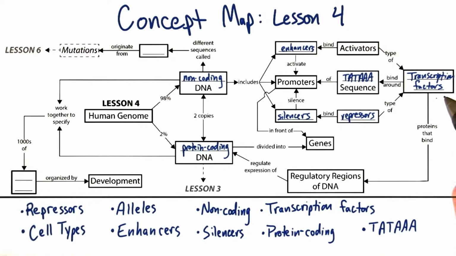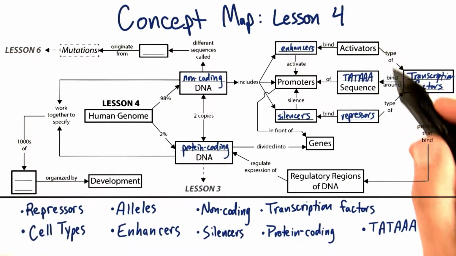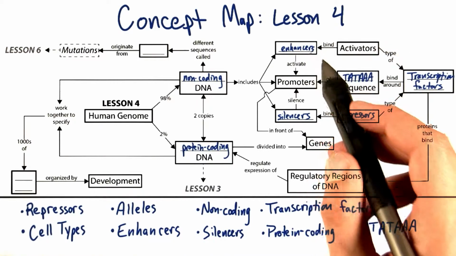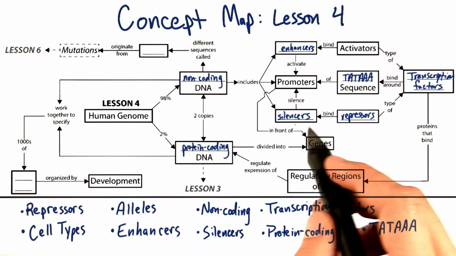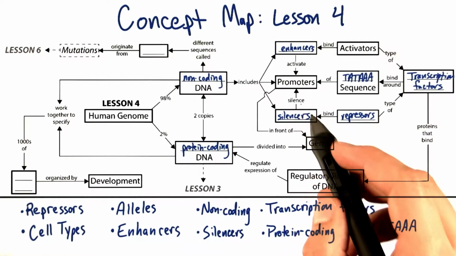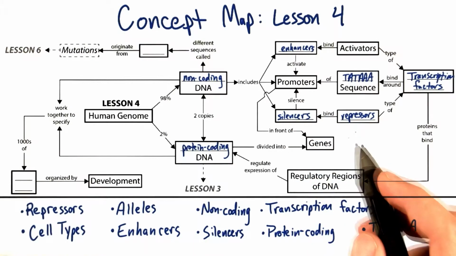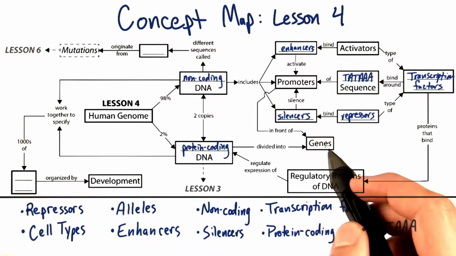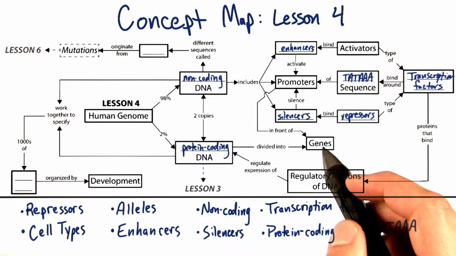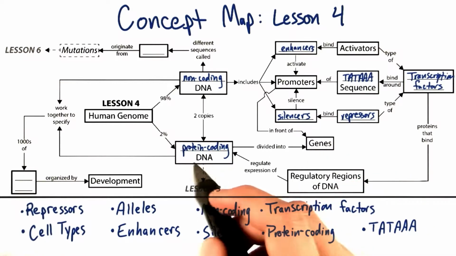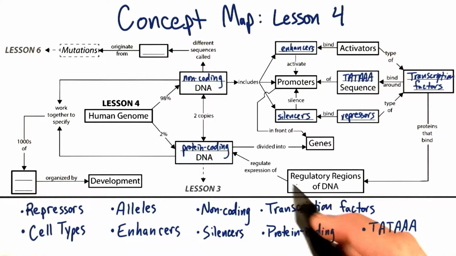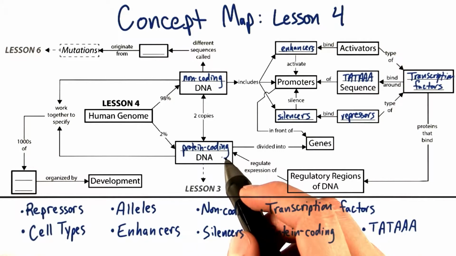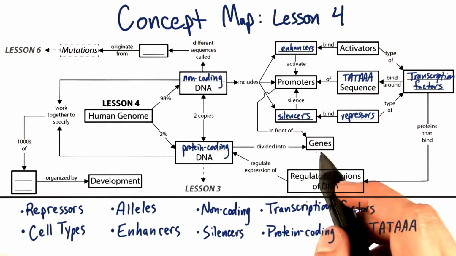Now, transcription factors generally are proteins that bind any regulatory region of DNA. Activators and repressors are very specific types that bind certain regions, like enhancers that promote transcription initiation via promoters, and repressors that bind silencers, which silence or inhibit transcription from a promoter region. But no matter what, promoters sit in front of protein-coding genes, which are essentially the divisions of protein-coding DNA here. Now, our transcription factors that bind regulatory regions of DNA thus regulate the expression of protein-coding DNA, or genes.